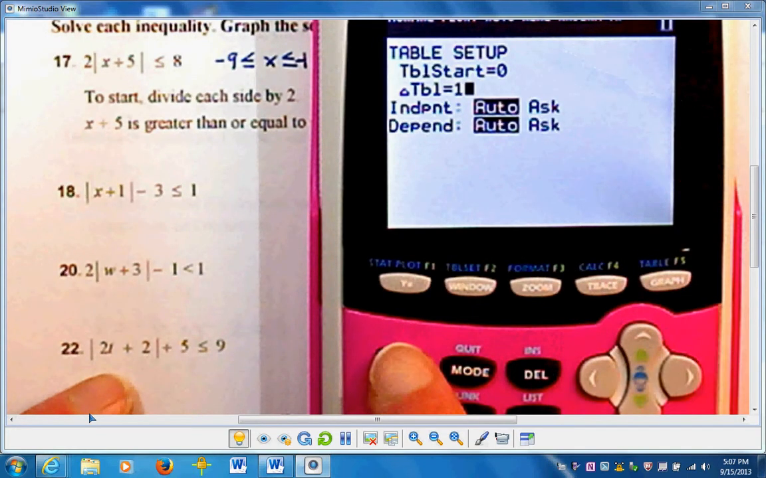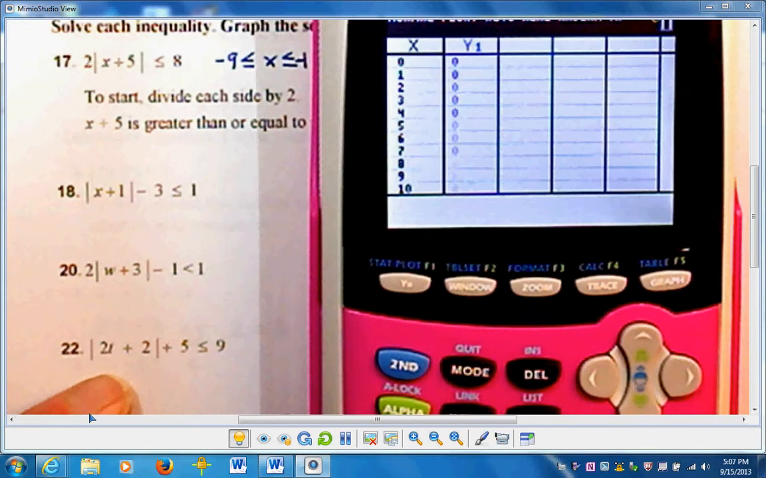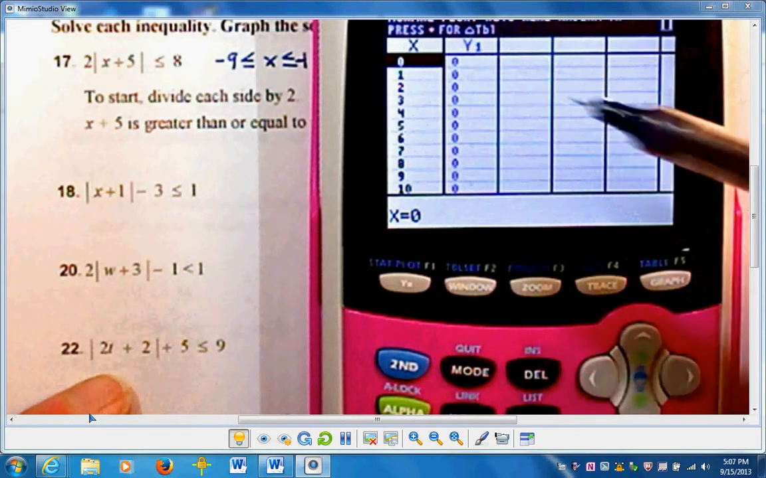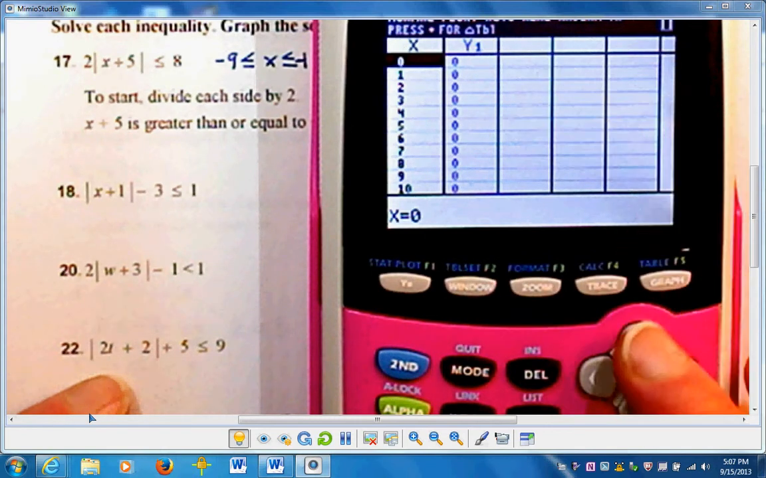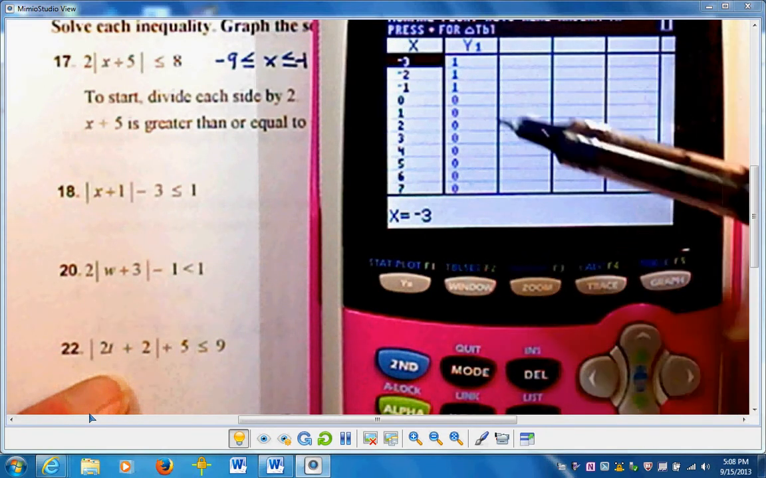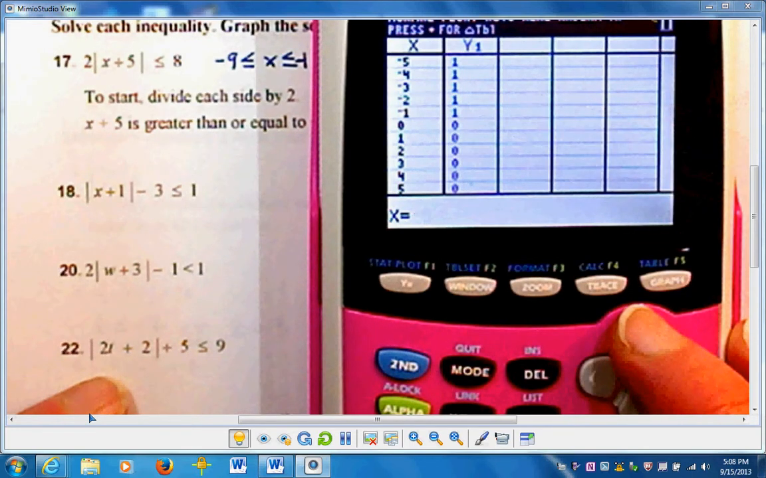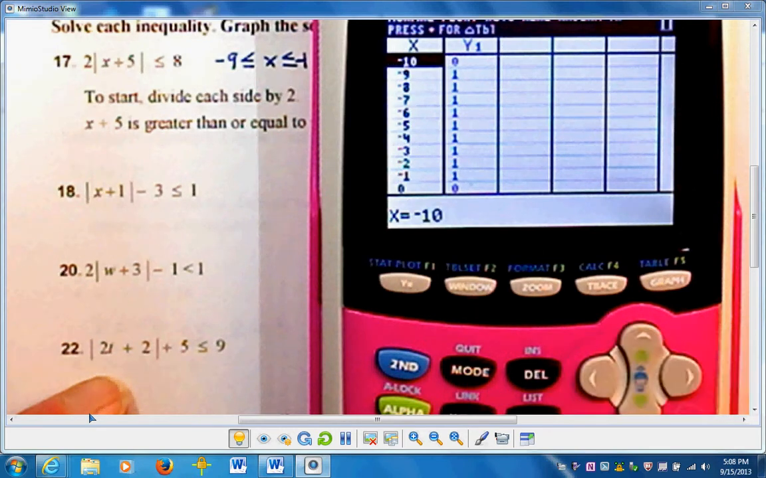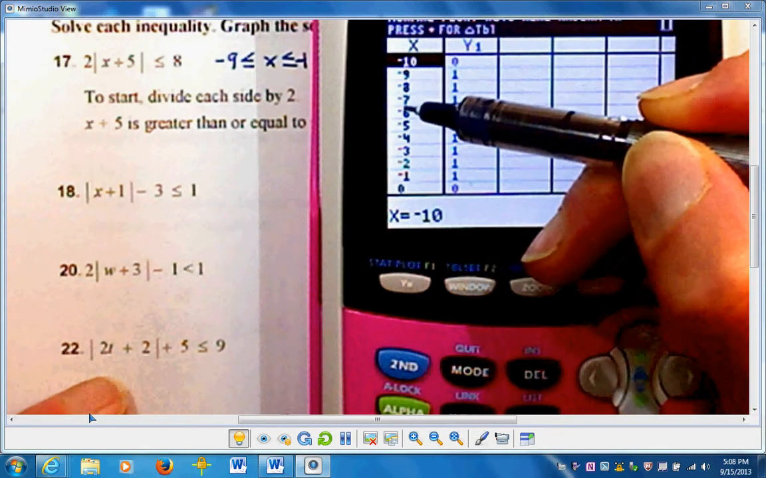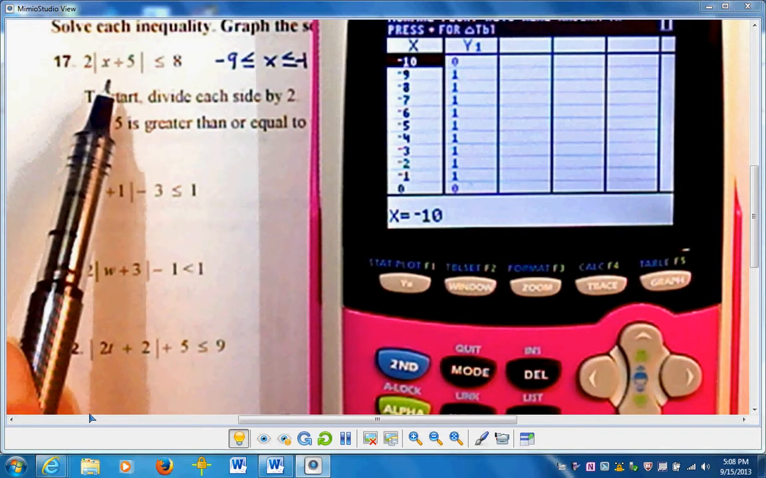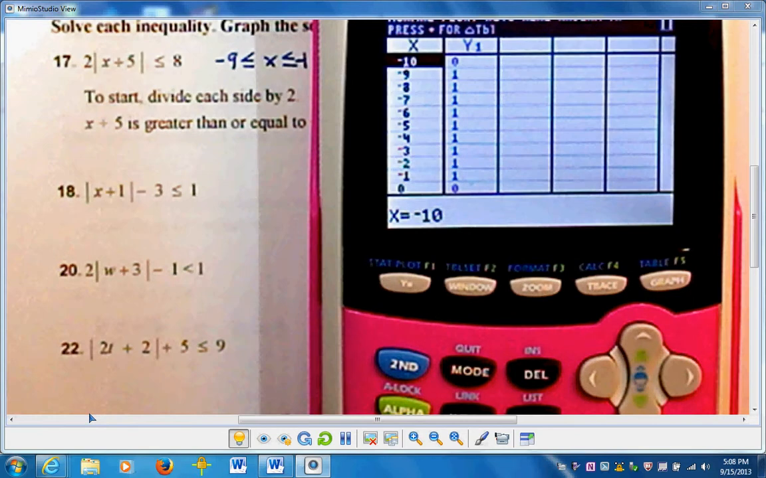Okay, so we're going to go to second table, and look, now my numbers are how I want them. But remember, 0 means no, and 1 means yes. So at negative 1, negative 2, negative 3, negative 4, negative 5, negative 6, negative 7, negative 8, negative 9, all those numbers and numbers in between satisfy this equation. Okay, so I'm going to show you one more way that you can do this.